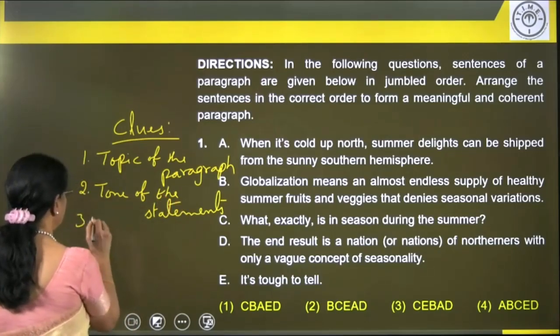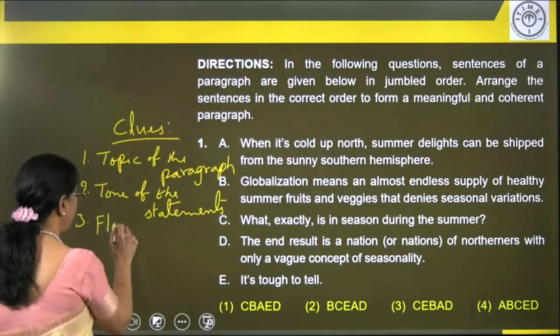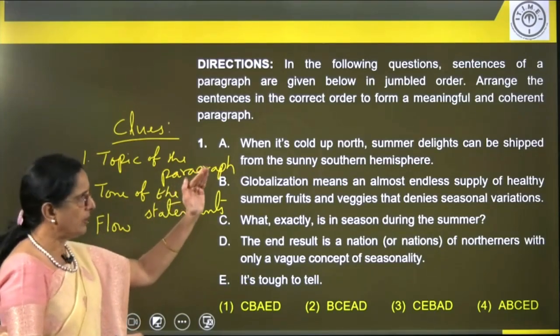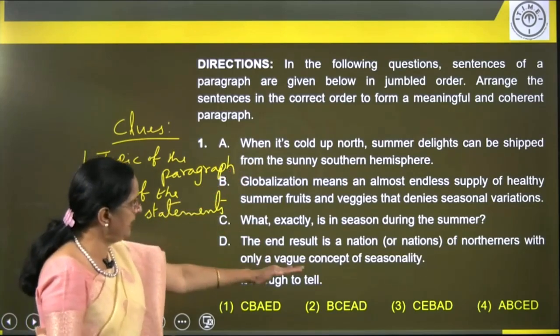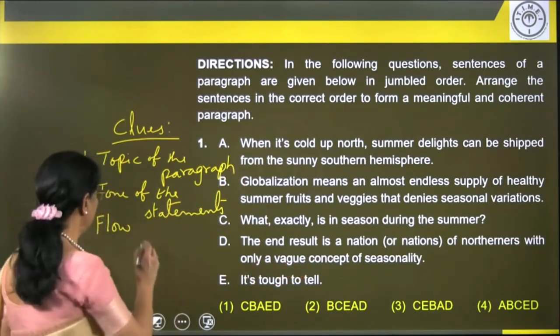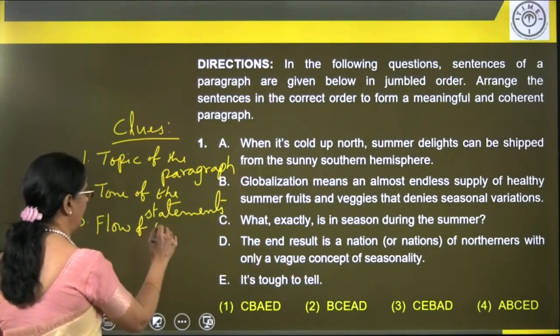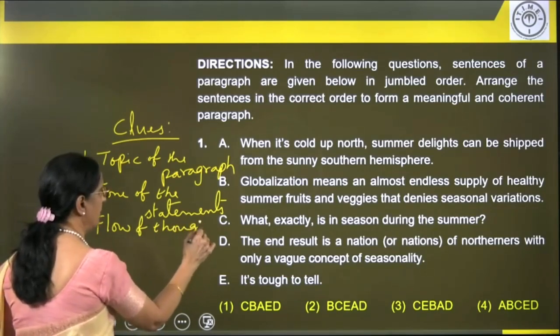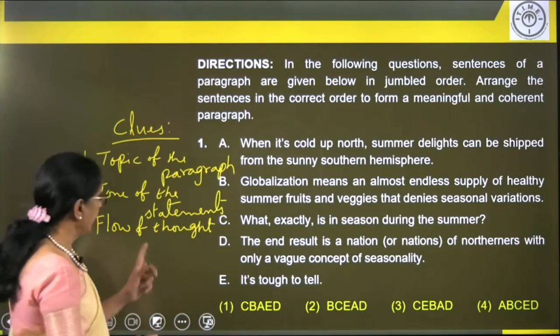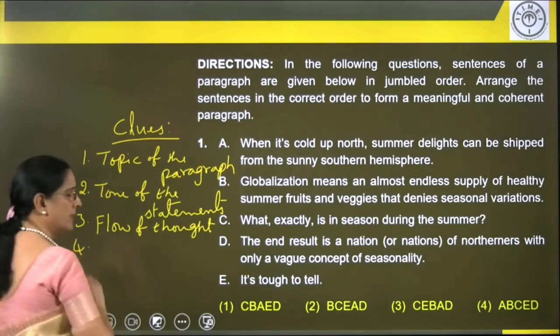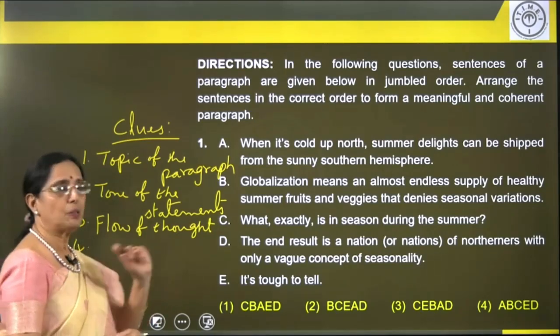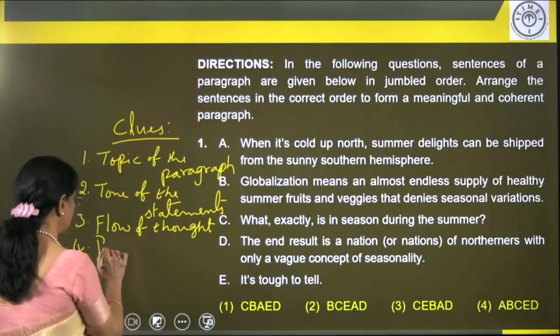Then third, flow of thought or idea flow. So, how do you connect the ideas that are given here? You should know what that flow of thought is. Focus on this flow of thought or idea flow. And fourth one, direct clues, structural clues. What are these structural clues?